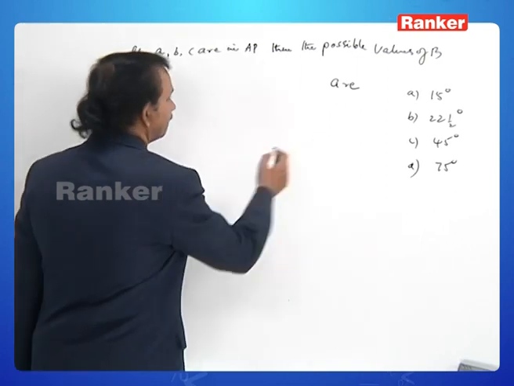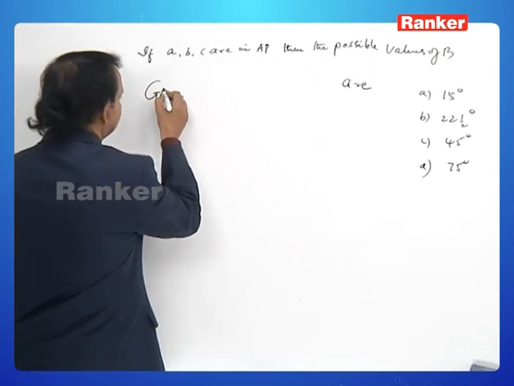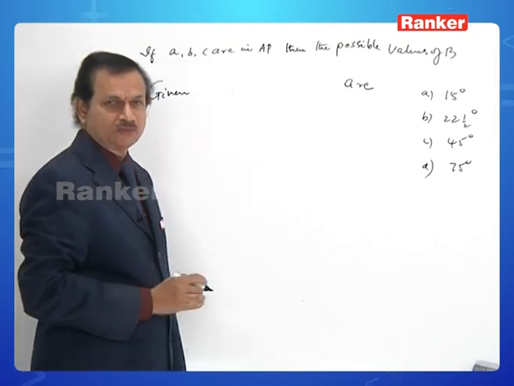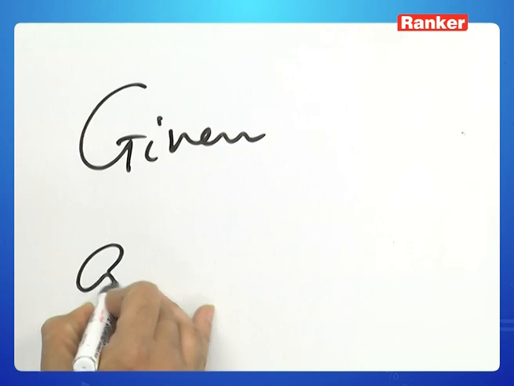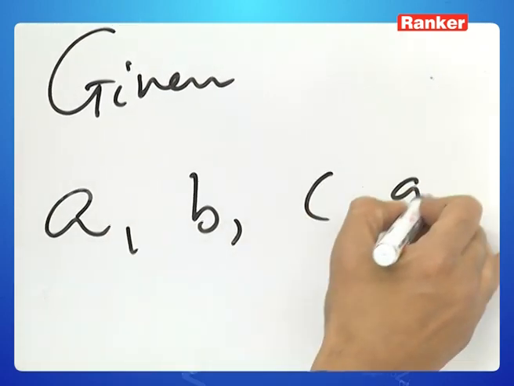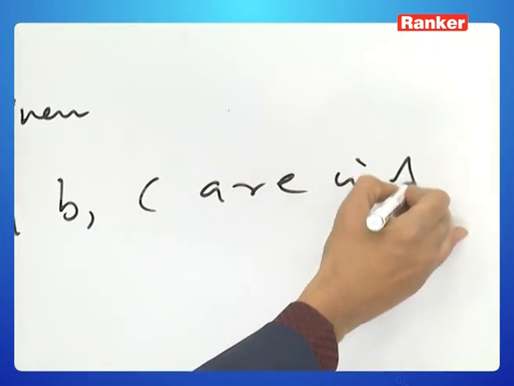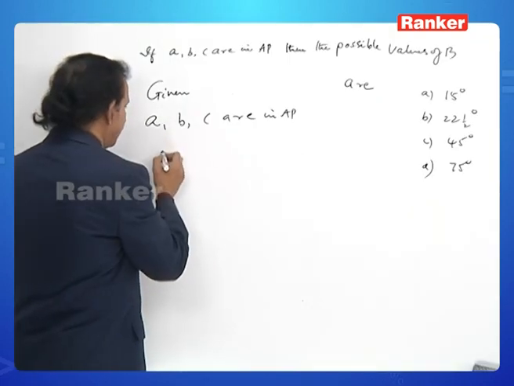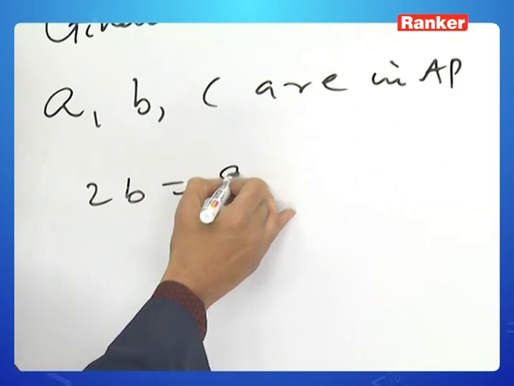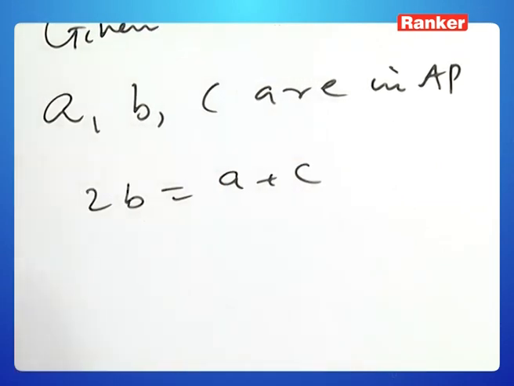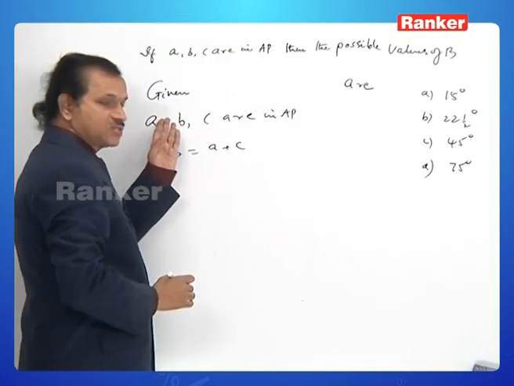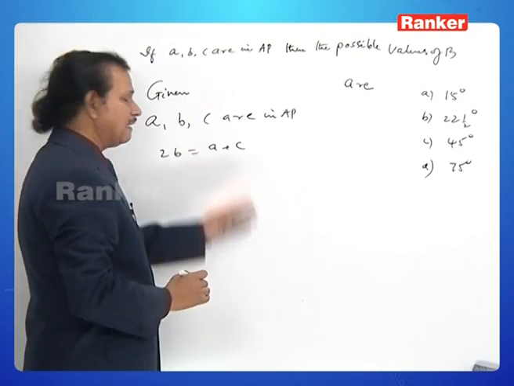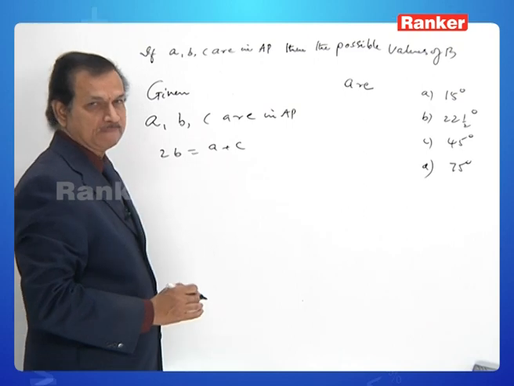Look here, given that, what are the given conditions? A, B, C are in AP, isn't it? A, B, C are in AP. So, 2b is equal to a plus c, because the middle term is the arithmetic mean of first and last. That is b is equal to a plus c by 2, or 2b is equal to a plus c.